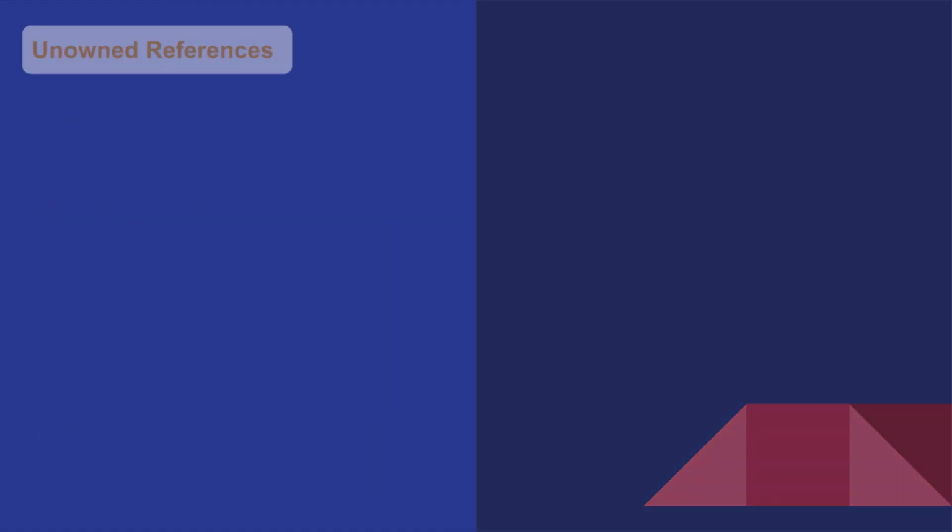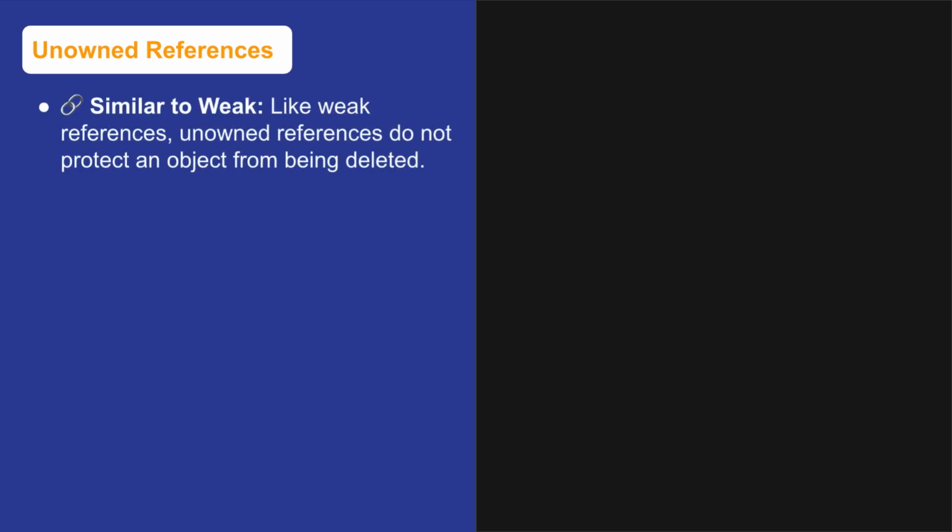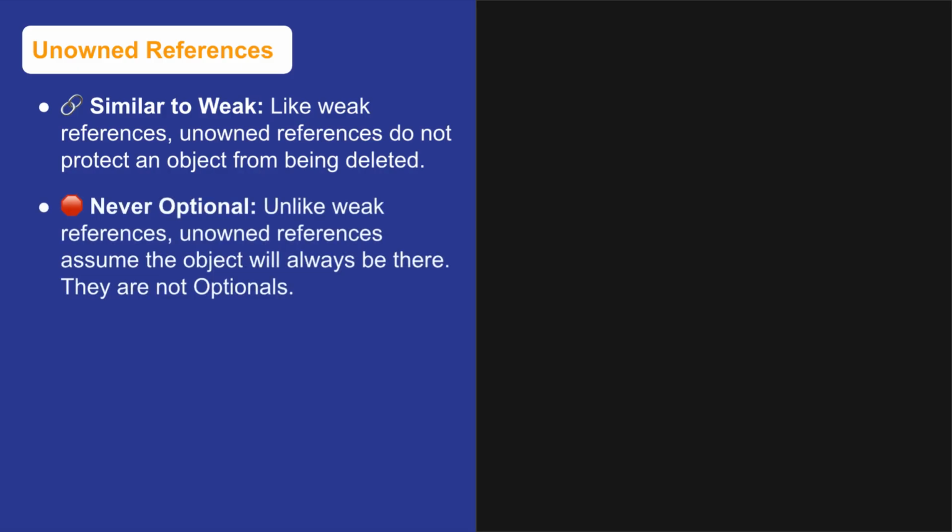Finally, let's talk about our third category, unowned references. In one way, they are very similar to weak references. Just like weak references, unowned references do not protect an object from being deleted. However, there is a major difference. They are never optional. Unlike weak references, unowned references assume the object will always be there. Because of this, they are not optionals.